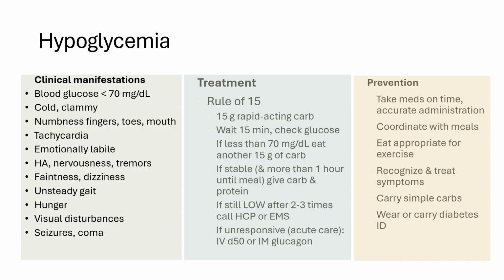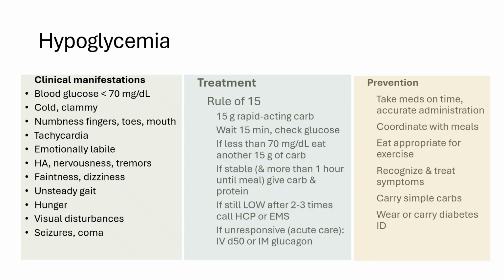If stable and more than 1 hour until meal, give a carb and a protein. If it's still low after 2 or 3 times, you need to call the healthcare provider. If the patient is unresponsive, this is in acute care only. We will give an IV D50 or IM glucagon. When you administer this, if you've ever seen it in the hospital, it is very thick. It takes a lot of effort to push it, but this will have a rapid acting.